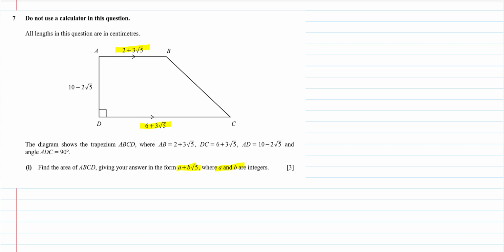On the average of those two lengths there, times the vertical height, which is 10 minus 2 root 5. So we know this is the vertical height because we're told that angle ADC is 90 degrees. So working this out then, the average of our two lengths, that's going to be half of 6 plus 3 root 5 plus 2 plus 3 root 5 times the vertical height, which is 10 minus 2 root 5.